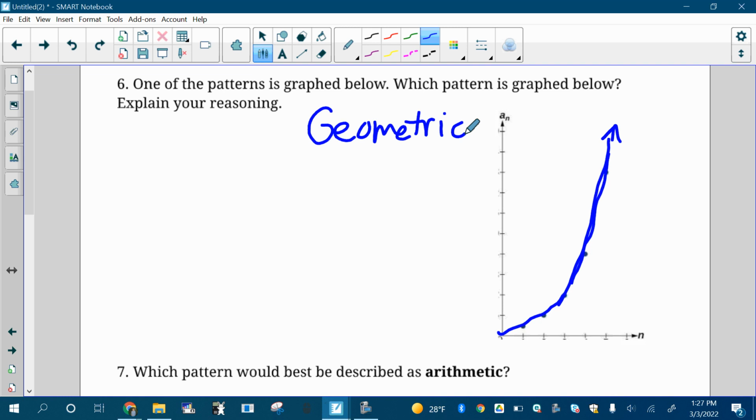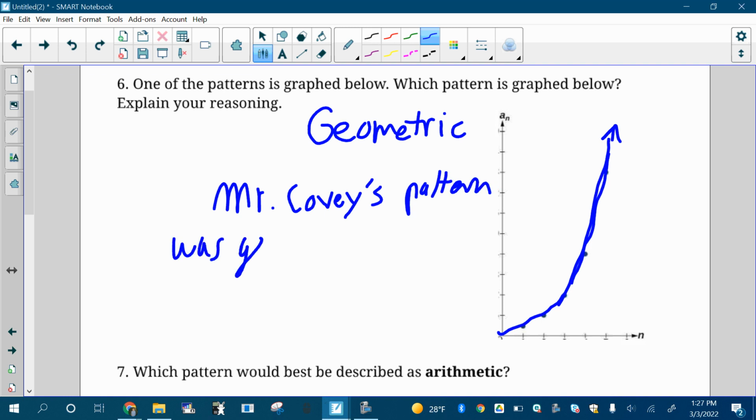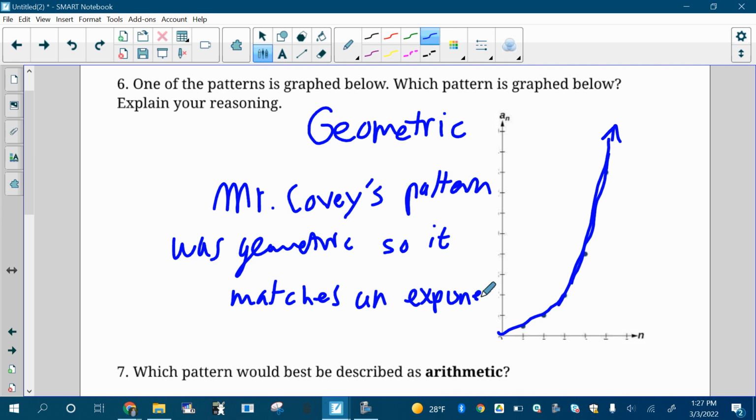If you look at R2, Mr. Covey's is the one that's graphed here. If we wanted to give a little explanation, we'd say Mr. Covey's pattern was geometric, so it matches an exponential graph. It'd be good to have in your head the idea that exponential and geometric go together, and arithmetic and linear go together.